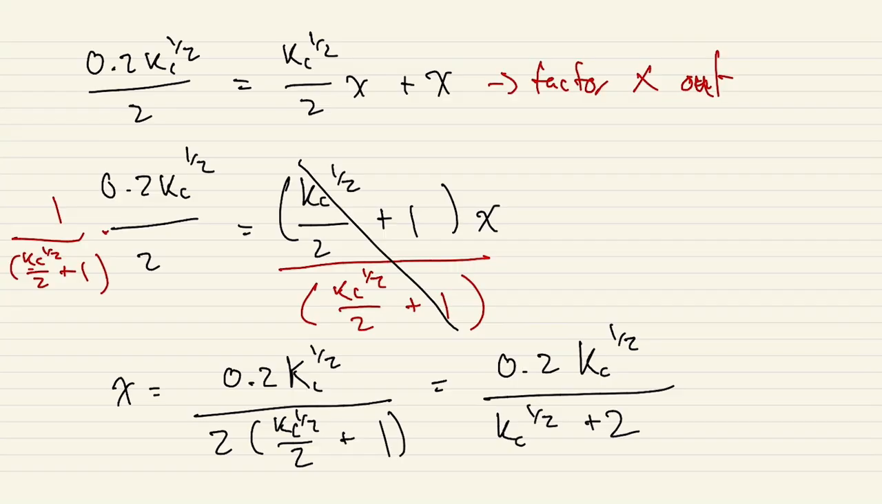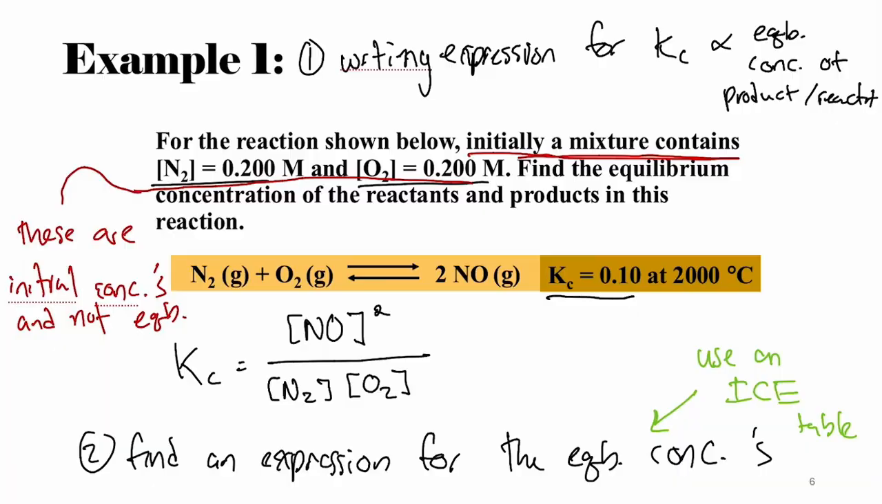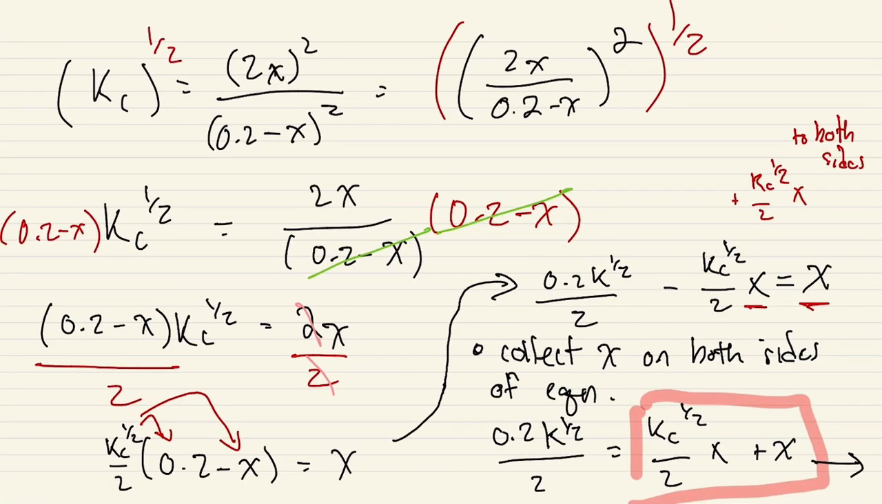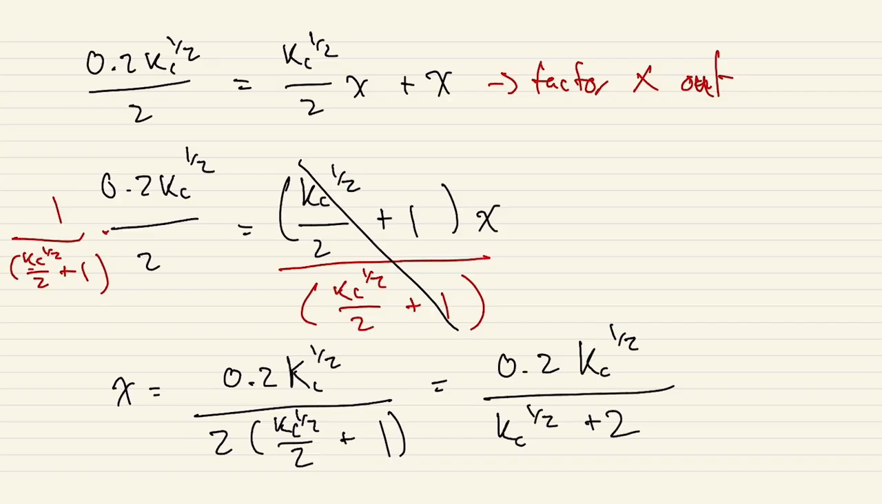And so if I plug this in, I get 0.2, what was it, 13.5 or 0.1 times 0.1 square root divided by 0.1 square root plus 2. And I get that this is equal to 0.027. And what are the units of x here? Or what should they be? What do you guys think?